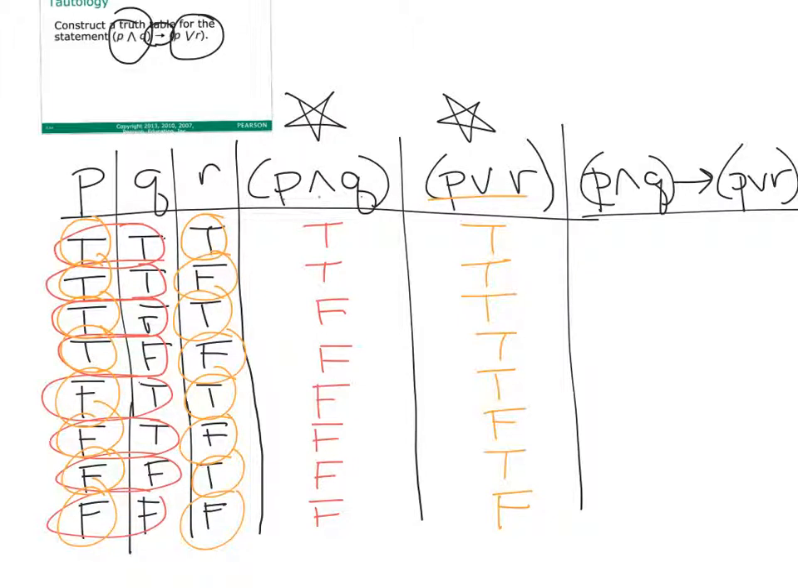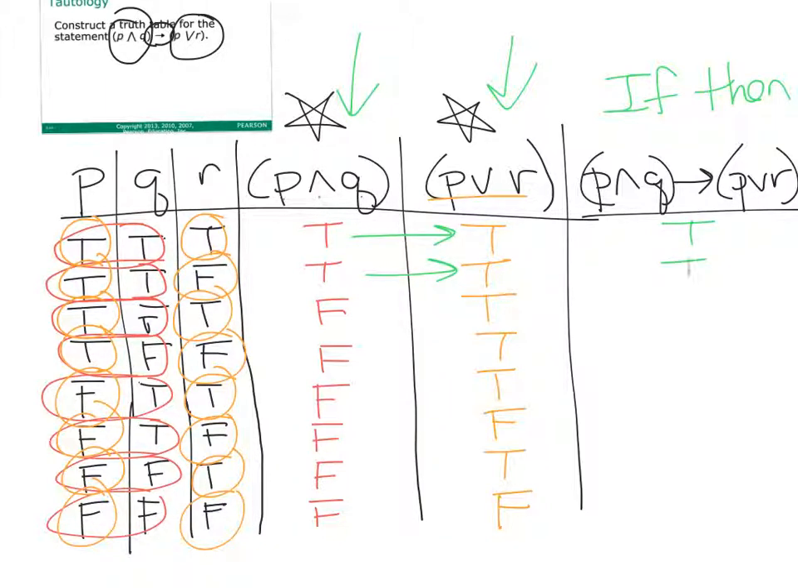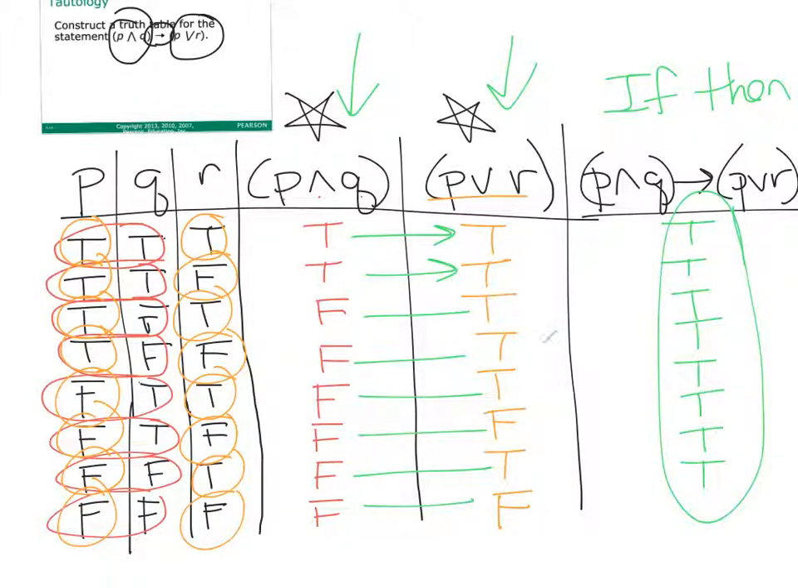Okay, now I need to put it together. So I need to compare my P and Q with my P or R, and I need to apply the if-then rules to it. So remember, the if-then, the only time you get a false statement is if you have a true followed by a false. So we've got true, true, true, true. Everything else starts with false, so I'm going to have trues all the way down. And notice you get a column of all trues. That's called a tautology.